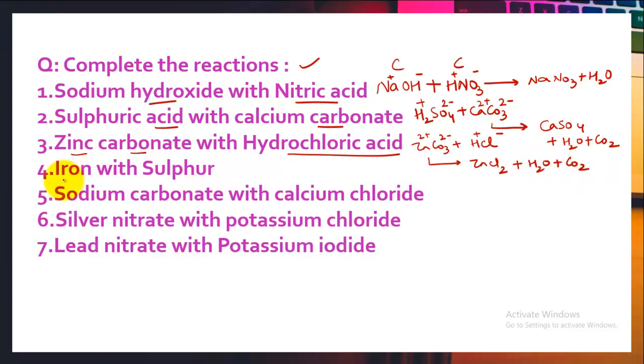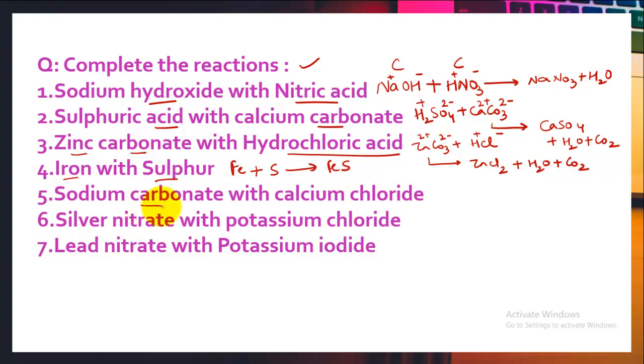Another reaction is iron with sulfur. That is, it is a direct combination. And we know that direct combination leads to the formation of insoluble salts. So we have Fe plus S, they will form FeS, that is iron sulfide.